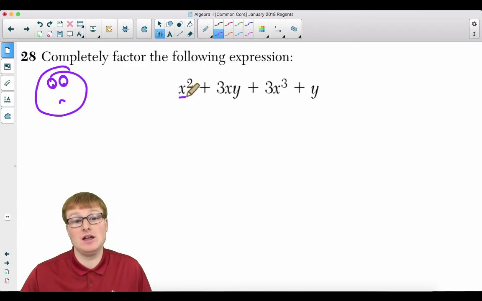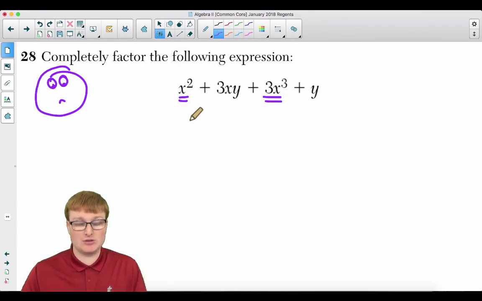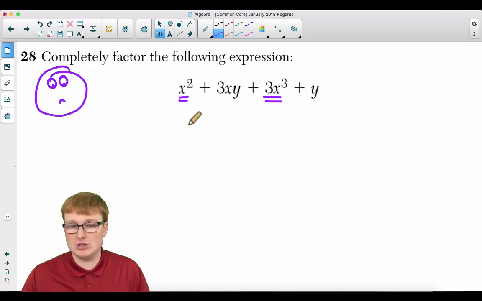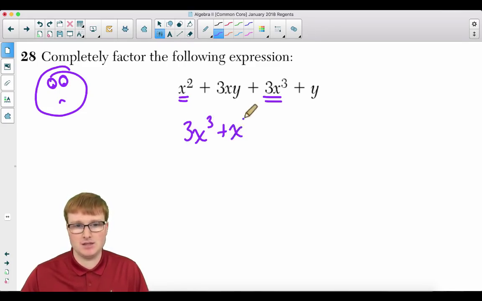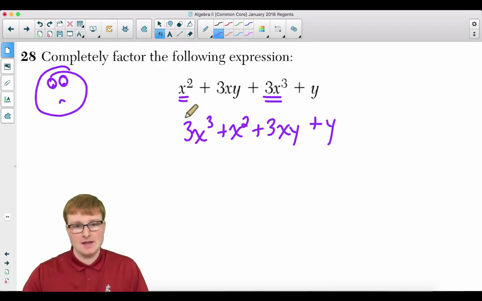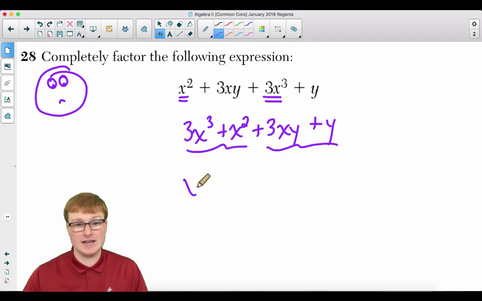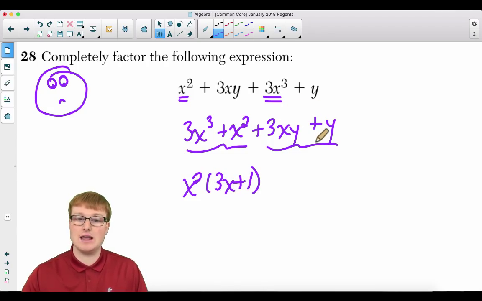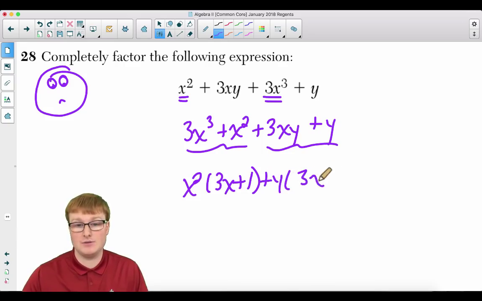So we have to actually rearrange these. When you rearrange it into a form that you like, this is just going to be 3x to the third plus x squared plus 3xy plus y. Yep, that's how you have to do it. You're going to group factor this. Take out a GCF over here, you could take out an x squared. You're left with 3x plus 1. Over here, you're going to take out a positive y. So we have a plus y, and you're left with 3x plus 1.